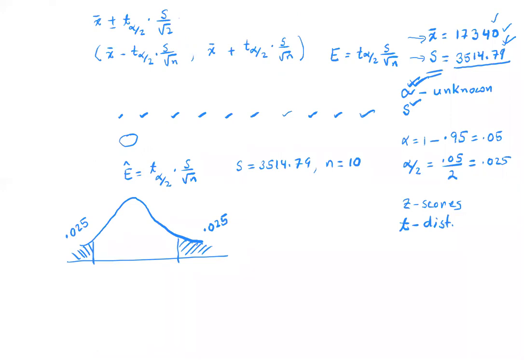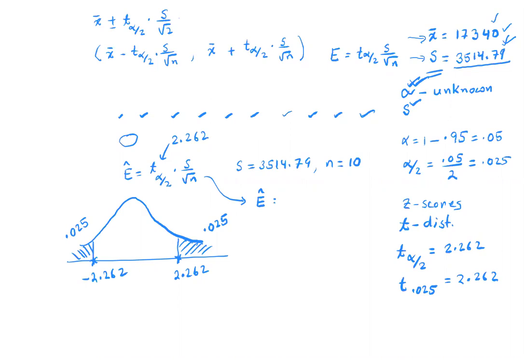So your T sub alpha over 2, this value that you're looking for, is 2.262. How did you get it? You got it from the table, right? T sub 0.025, area in one tail 0.025, is going to be 2.262. This point is going to be 2.262, and this point is going to be negative 2.262. Now we do the margin of error calculation.